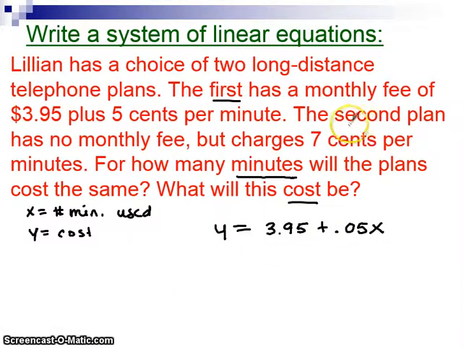Our second one is going to describe the second plan. So the total cost is equal to, there's no monthly fee, but there's 7 cents, 0.07 per minute. So times x. These 2 equations represent the comparison between the 2 plans. The first equation represents the first plan, the second equation represents the second plan.